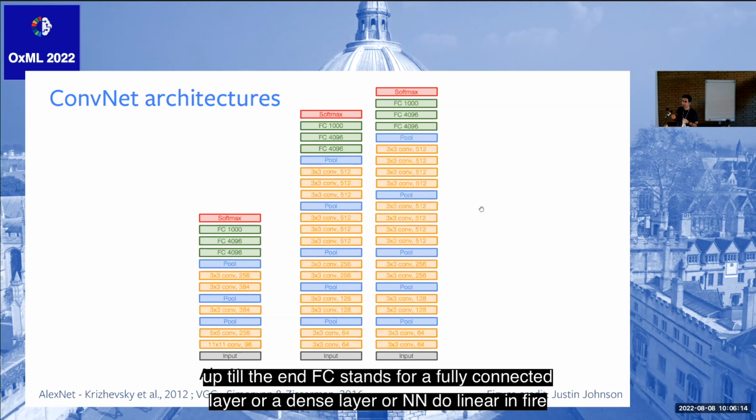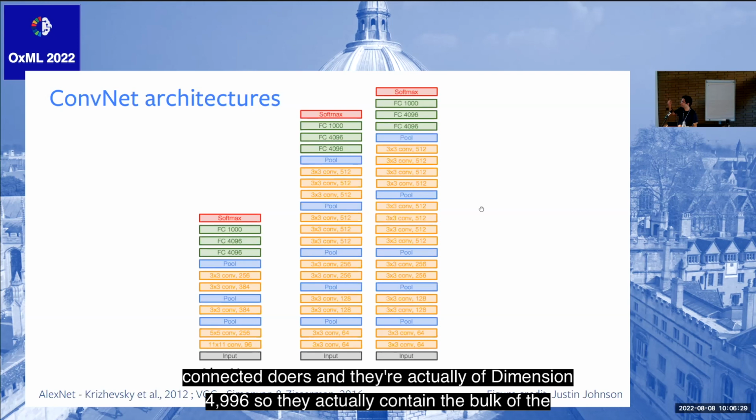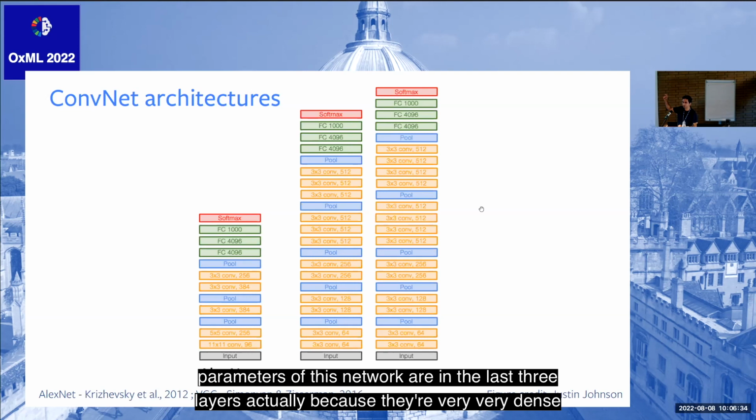FC stands for a fully connected layer or a dense layer, or nn.Linear in PyTorch. And so you can see that this initial network was pretty shallow, and it had a lot of fully connected layers. At the end, you can see that there are 3 different fully connected layers, and they're of dimension 4096. So the bulk of the parameters of this network are in the last 3 layers, because they're very, very dense.